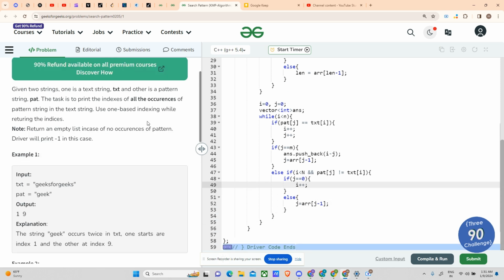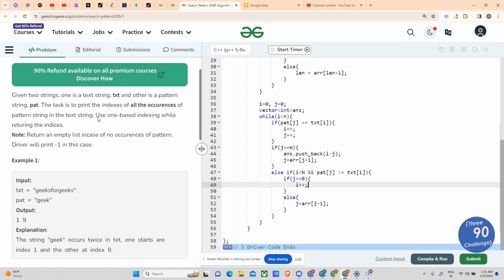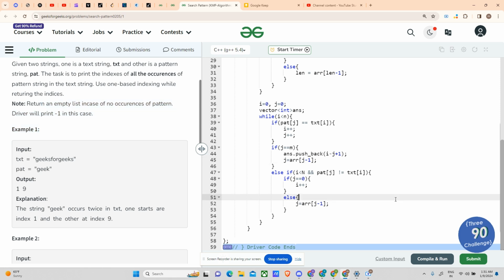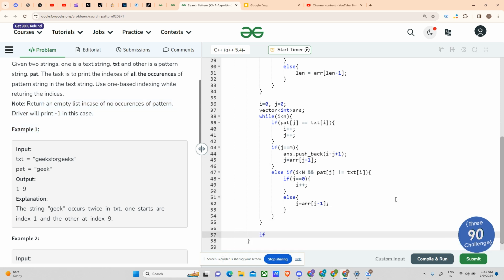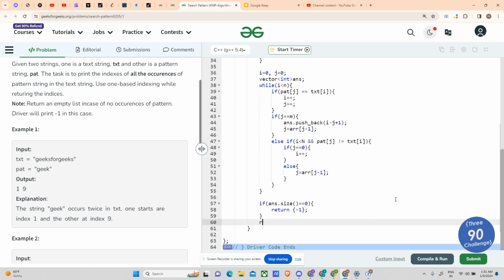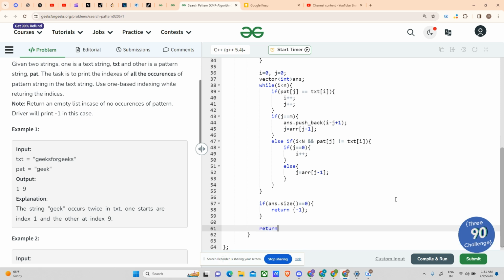Now, if you have paid some attention, it says to use one-based indexing. So instead of i minus j, it would be i minus j plus 1. And it also says if there are no correct answers, print minus 1. For that, I will be using my Brahmastra. If ans.size equals 0, in that case return minus 1. Else you will have to return the answer.